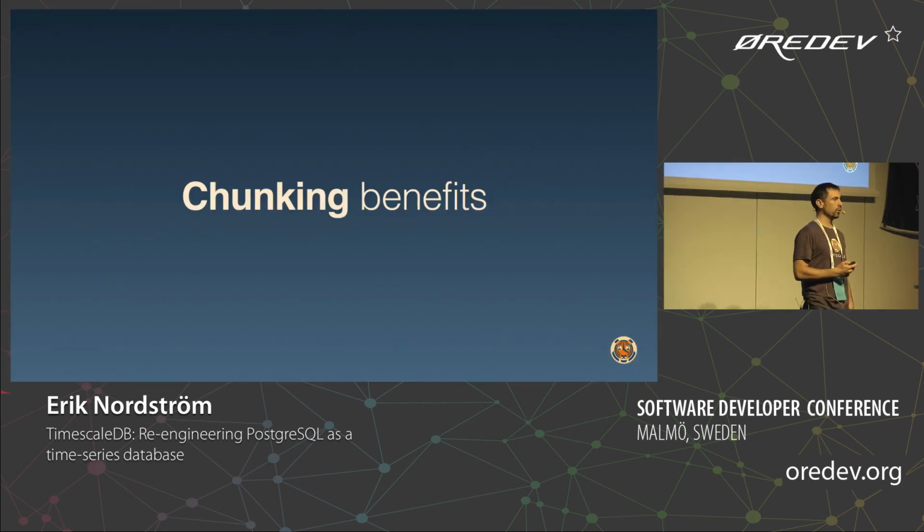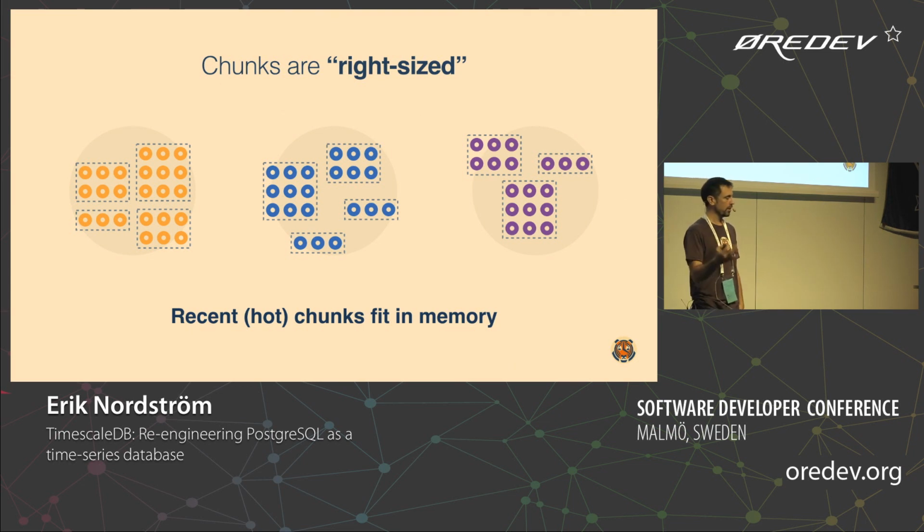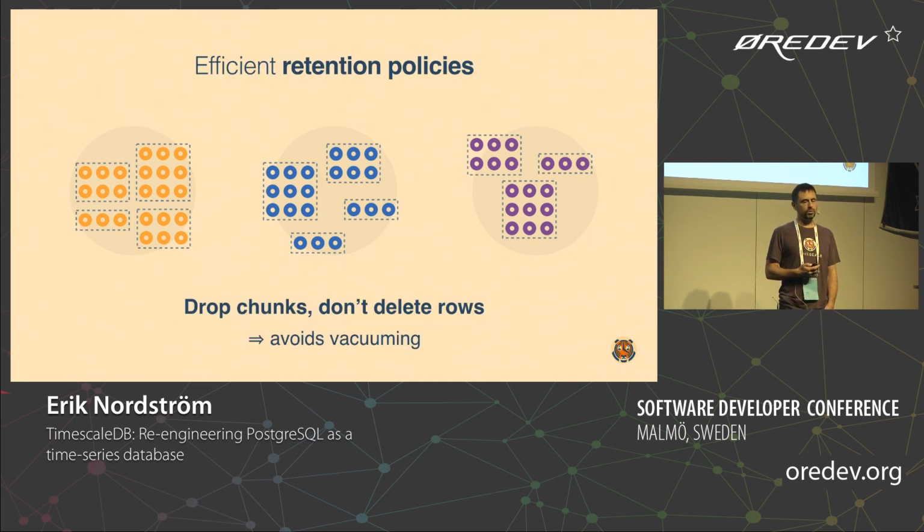So what are the benefits of all of this chunking? Well, the first key point here is that chunks will be right-sized, so the most recent couple of chunks will fit in memory so that they're warm and you can query them fast and you can insert fast. You can also do things like efficient retention policies.